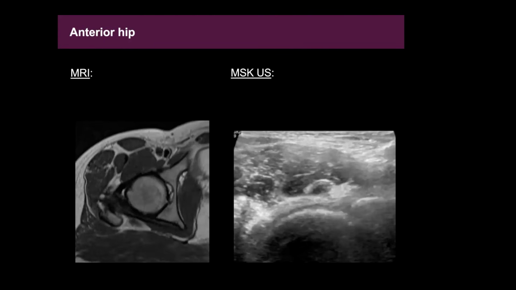Okay, now we could change gears and look down the lower extremities. So I'm going to look at the anterior hip. On MRI, this is what an anterior hip looks like. You can see the round femoral head that's centered in the acetabulum. And if we were to put the probe on the patient along the anterior hip, the ultrasound image will look like the right-hand side of the image.